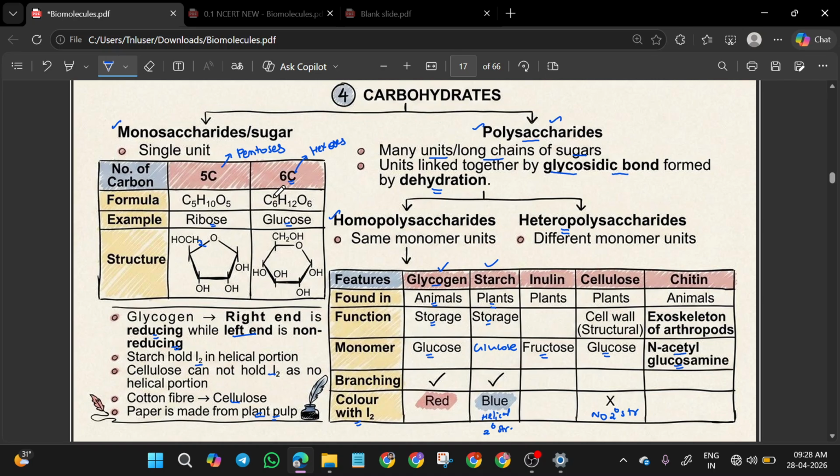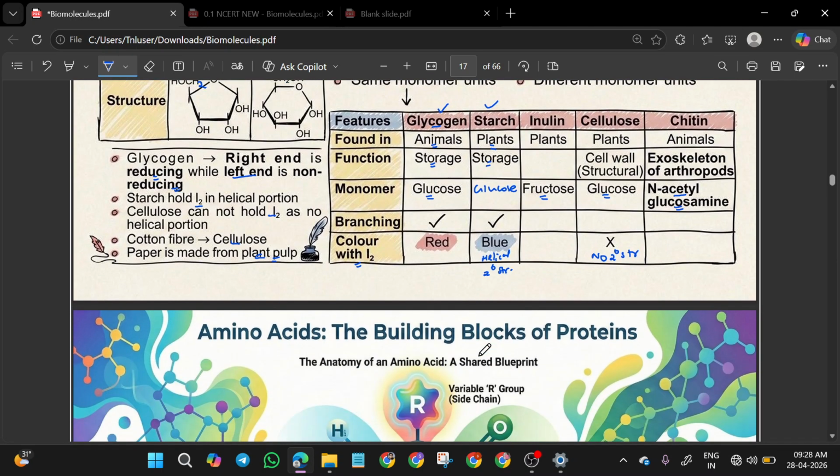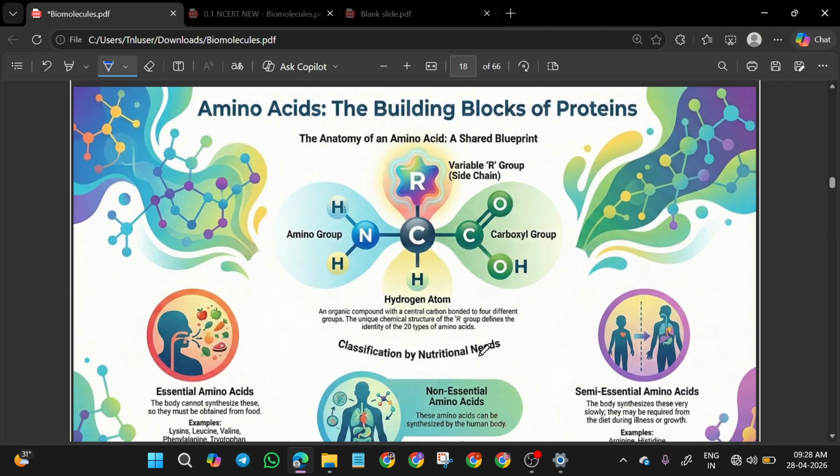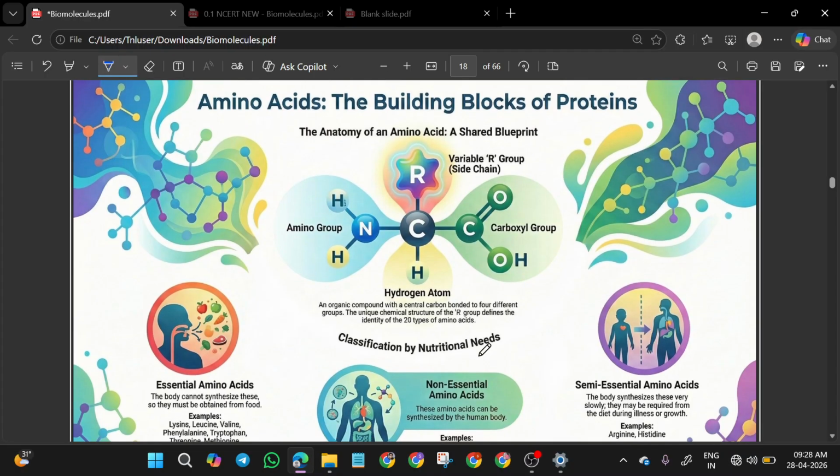Now we are going to start with amino acids. I think it is clear till this. So what are amino acids? Amino acids have 2 groups, as we can tell from the name itself. One is the amino group, the other is the acid group. The amino group is NH2. The acid group is COOH. In NCERT it is mentioned as a substituted methane.